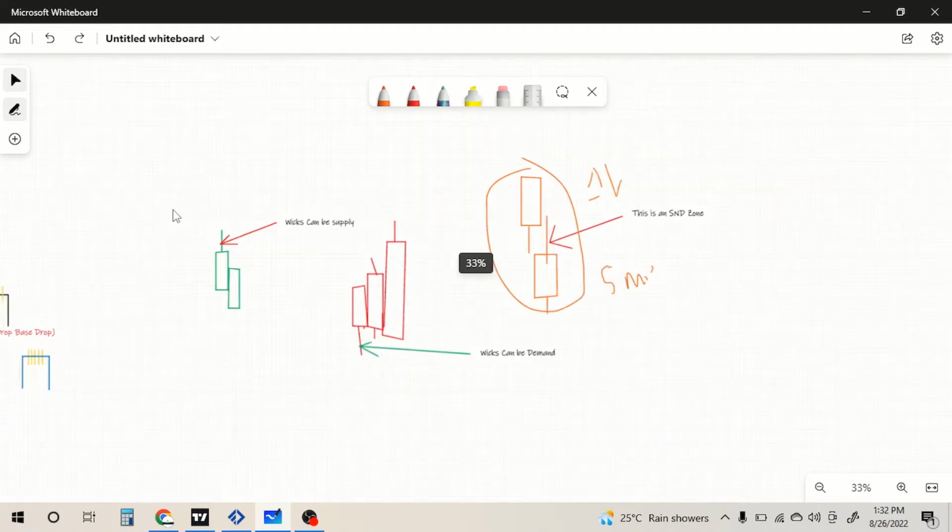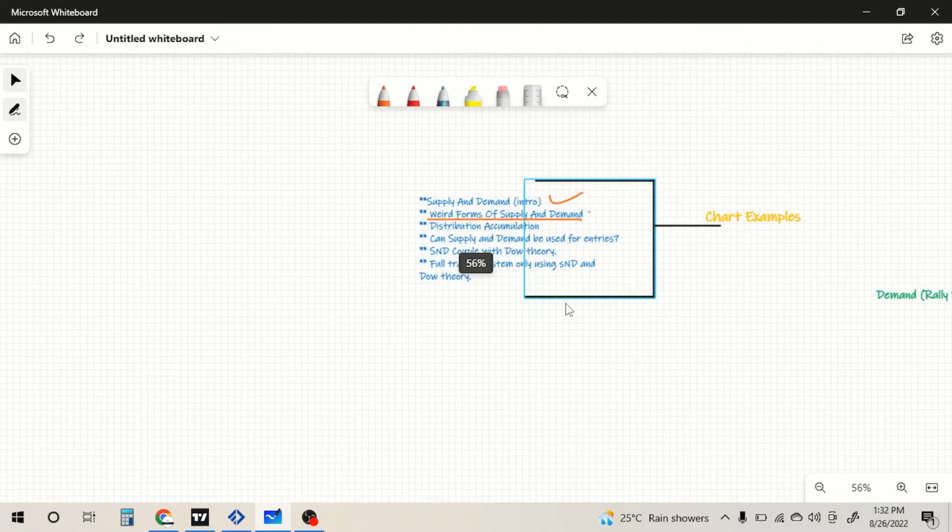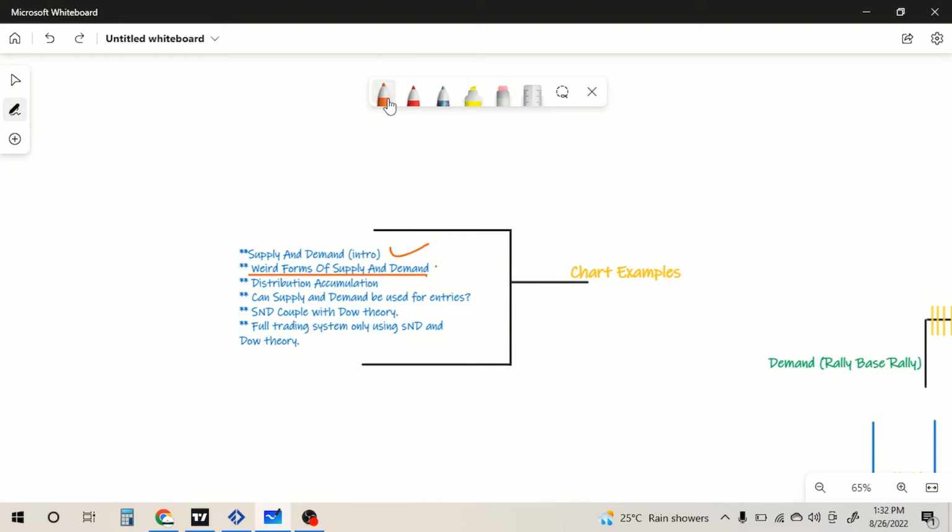Okay, so if we zoom back out to our daily agenda, you can see we are finally done with these weird forms of supply and demand, just using time frames to note that wicks on their own are what, supply zones and so on and so forth. So we're going to be looking at distributions and accumulations. Okay.